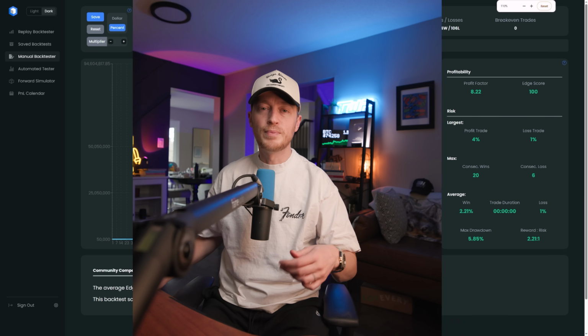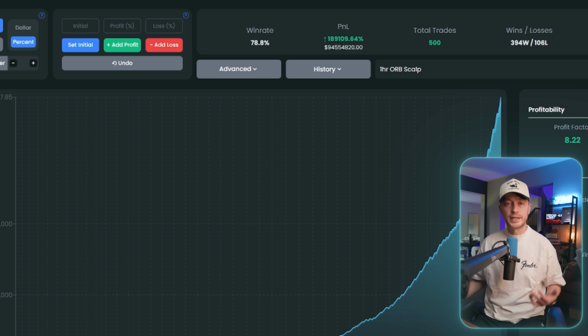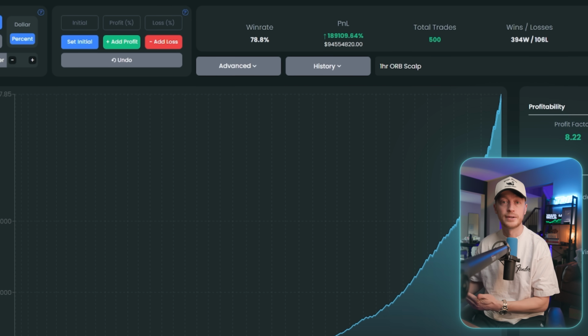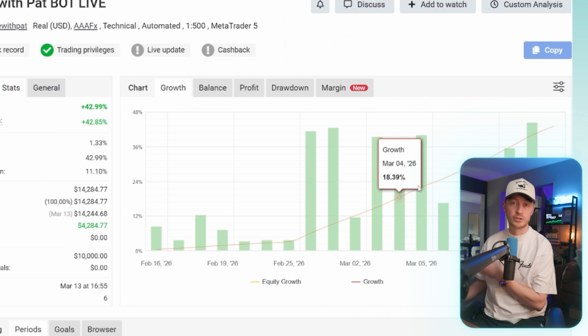Let me quickly show you my scalping backtest of 500 trades. Now, this isn't proof that the strategy will work in the future. Backtesting is just a way to see how a model performed on prior data, but this is a model I use personally every single day as a 17-year trading vet.